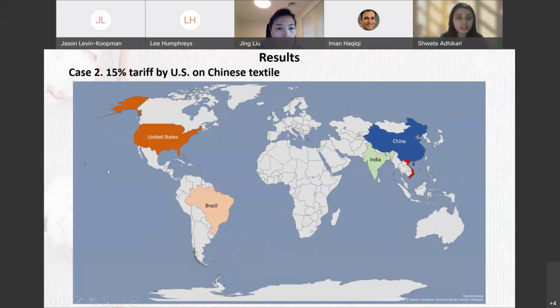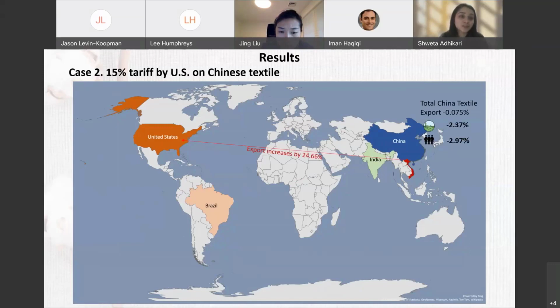This second case is the 15% tariff by the US on Chinese textile. After the US implemented the tariff on Chinese textile, the export to the US decreased by 55.21%. The US imports a large proportion of its textile from China, and this increase in tariff has reduced the import from China. Then the total export from China decreased by only 0.075%, which is pretty small compared to the decrease to the US, since China has been diversifying its partners and has increased its export to other countries.